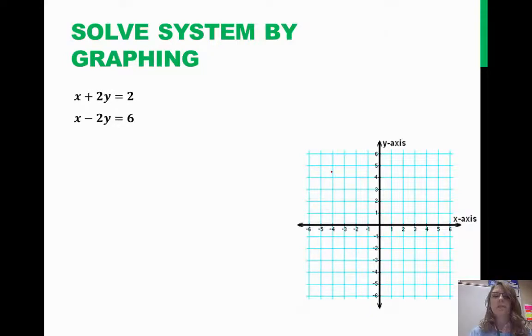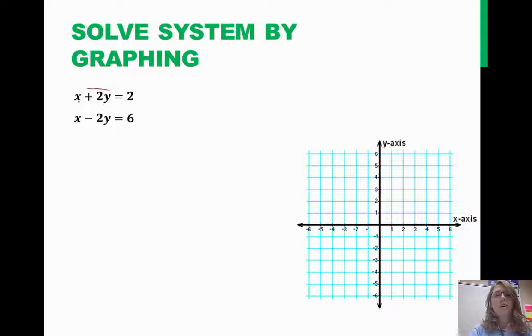Now, let's talk about solving a system by graphing. Really, when we're finding a solution for a system of equations, we're looking at where the two lines cross, where they intersect. So let's graph both of these lines, and notice that we have x and y on the left side of the equation. Therefore, it will be easier for me to solve by intercept.